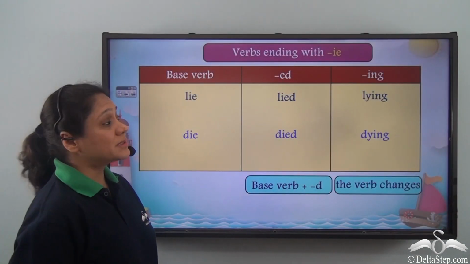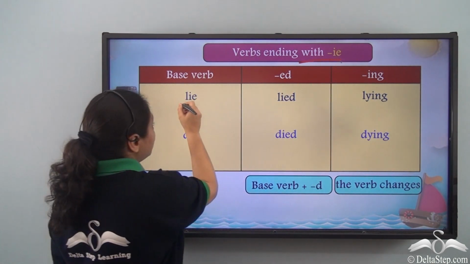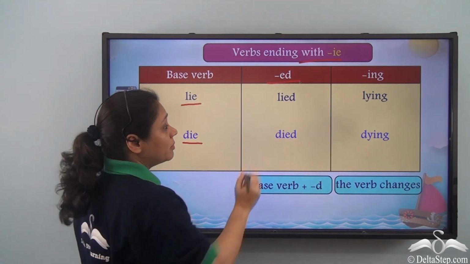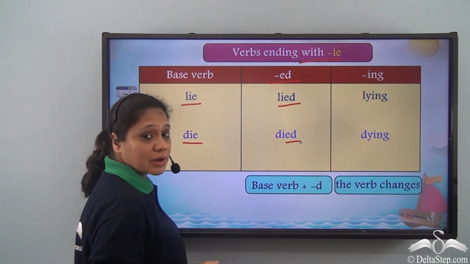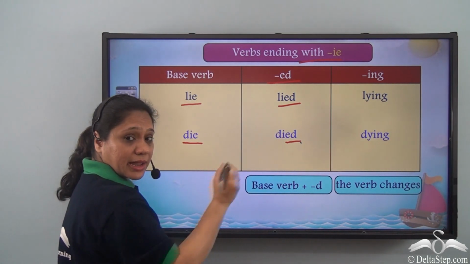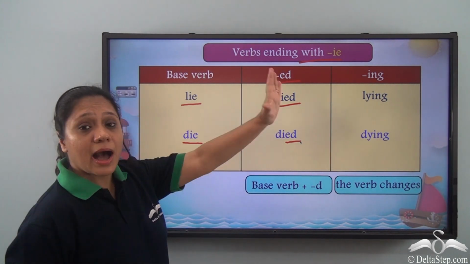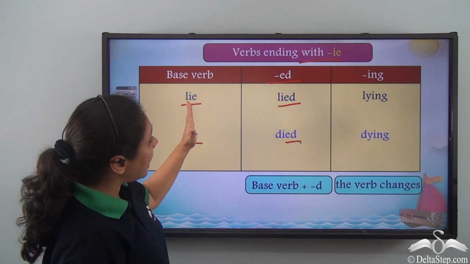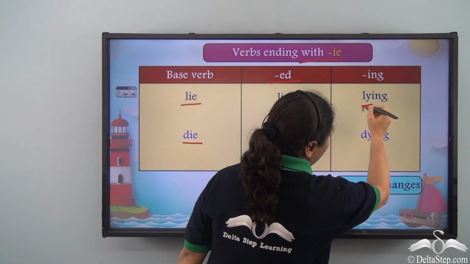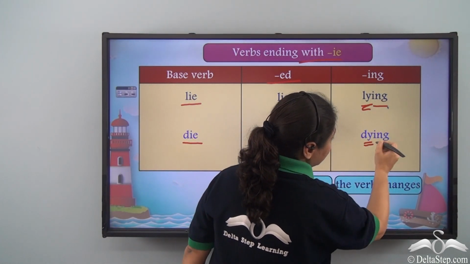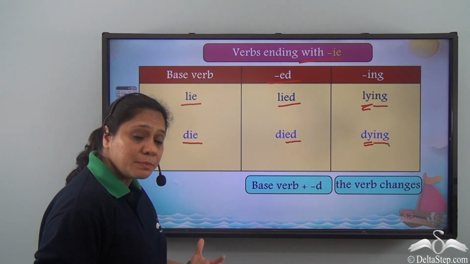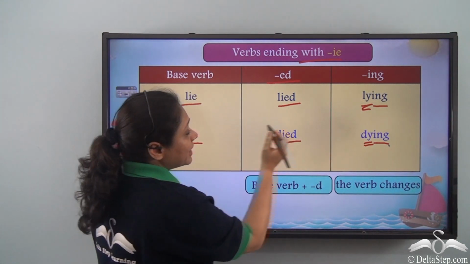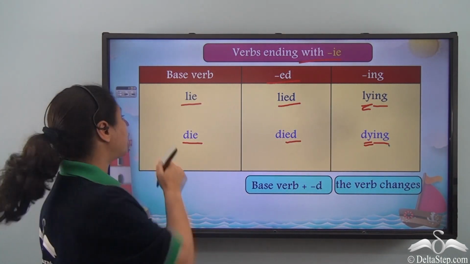Now in cases of verbs ending with ie, for example lie and die, you will see that to form the ed form, we have just added d to the base verb. So we get lied and died. But to form the ing form, we do something slightly different. We remove the ie and we replace it with y and then add ing to the base verb. So our verb changes slightly. So lie becomes lying and die becomes dying in the ing form.